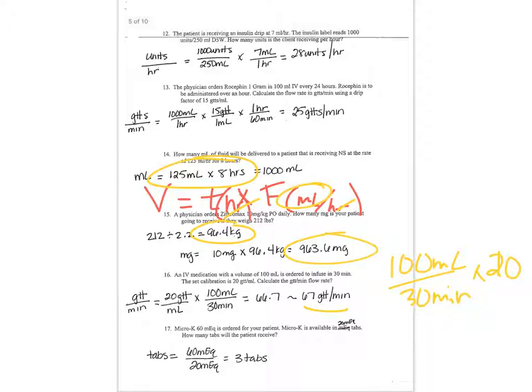And the very last one there, so 60 milliequivalents is ordered for your patient. Micro K is available in 20 milliequivalent tabs. So D over H times Q would just be 60 divided by 20. Since they're both the same unit, it doesn't matter. I know we're not quite used to seeing milliequivalents very often. It's similar to milligrams, but as long as they're the same, they'll cancel out, and that's all that matters. So they're available in 20 milliequivalent tabs, that's 20 per one tab, so our quantity would just be 1. So 60 divided by 20 is 3. So that's what we got on that one.